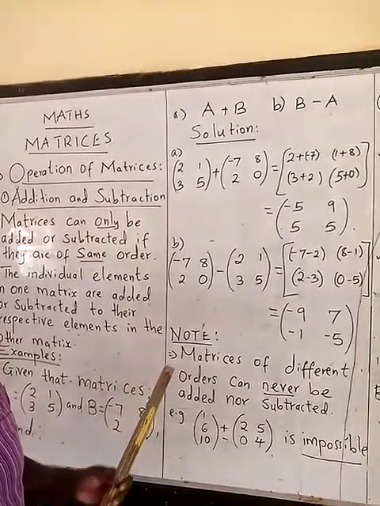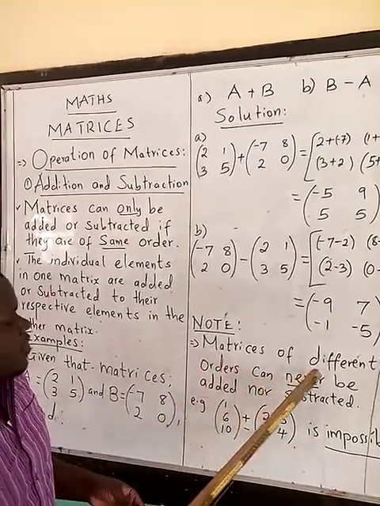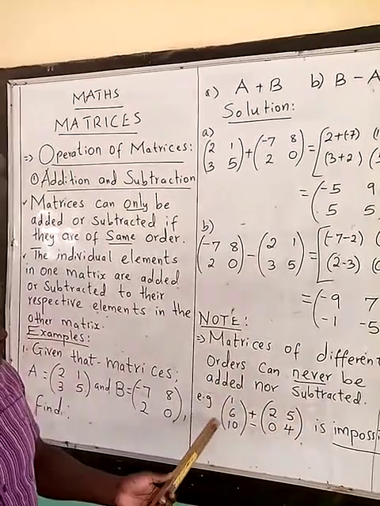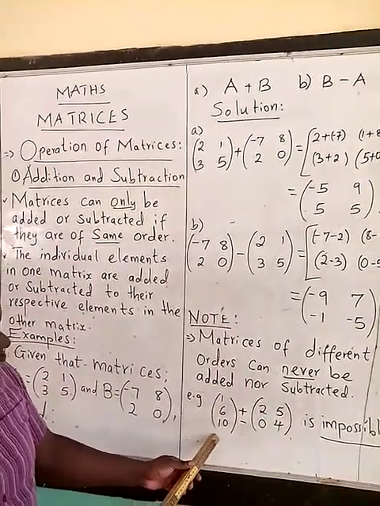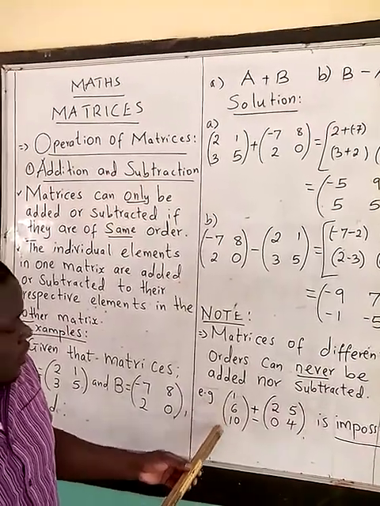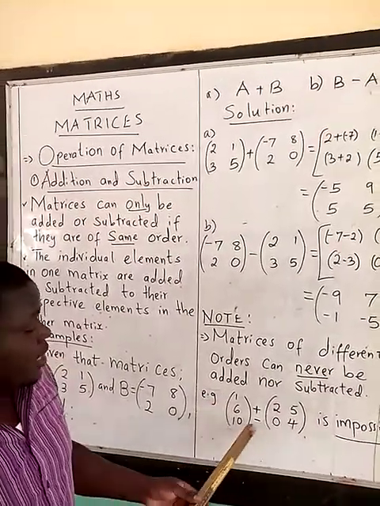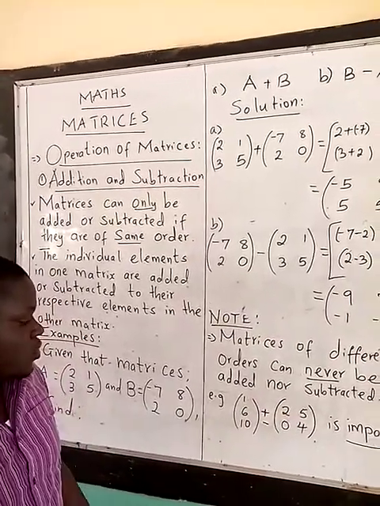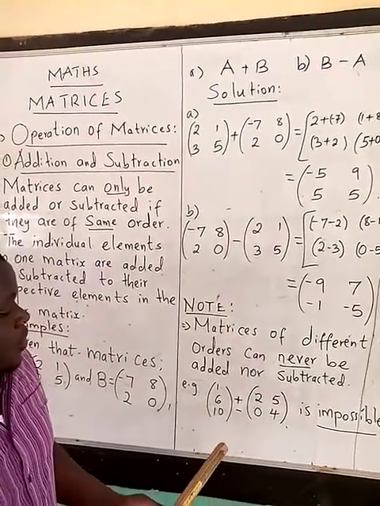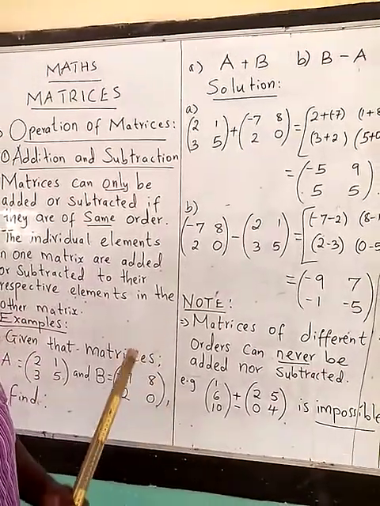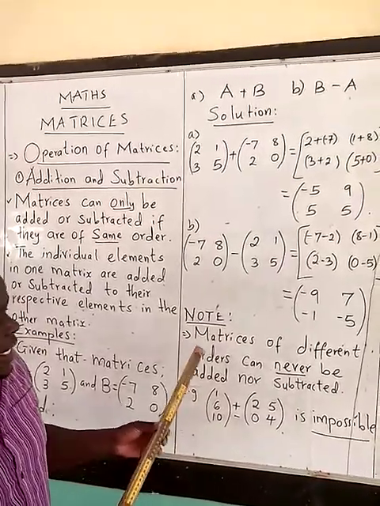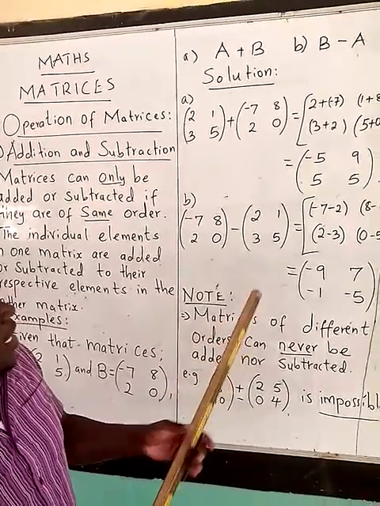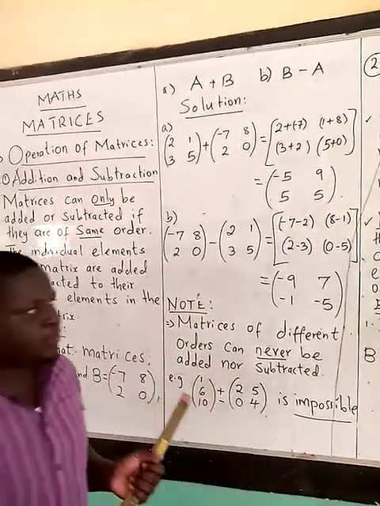So we are supposed to know that matrices of different orders can never be added nor subtracted. Like we have this, our first matrix here, 1, 6, 10. It is of order 3 by 1. If we add it to a matrix of order 2 by 2, it is impossible. Even if we subtract, we'll still get no answer. Therefore, it is important to understand that matrices can only be added or subtracted if they are of the same order.